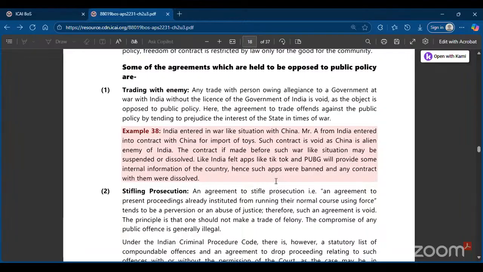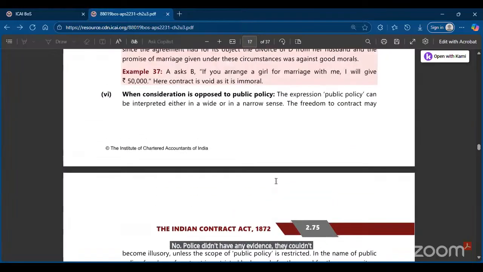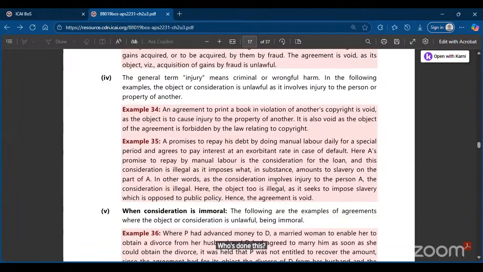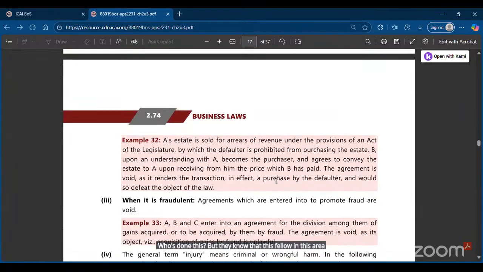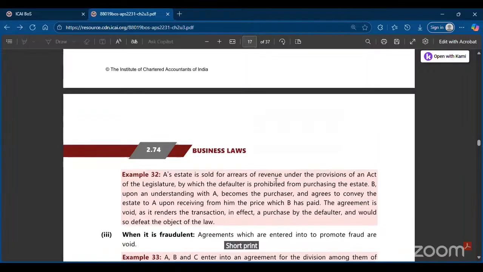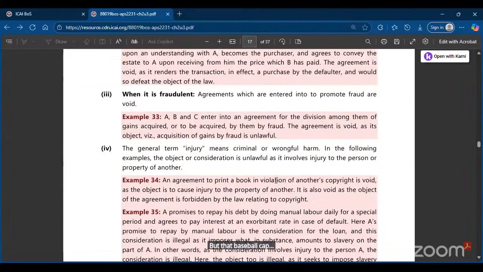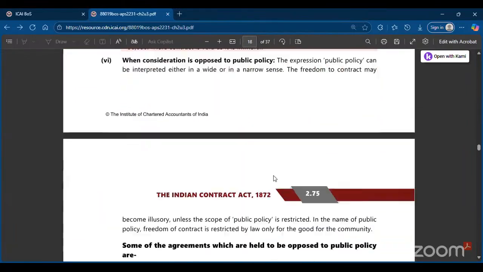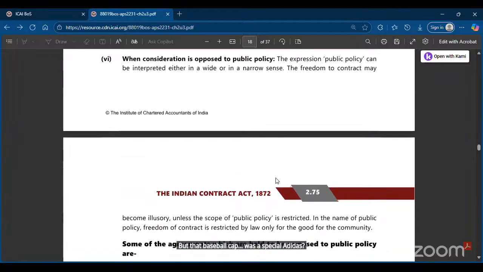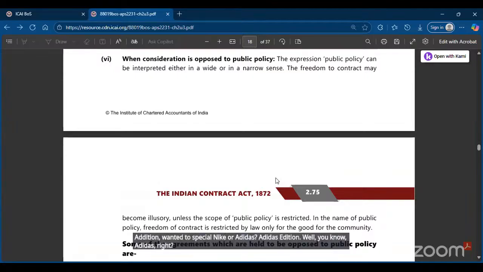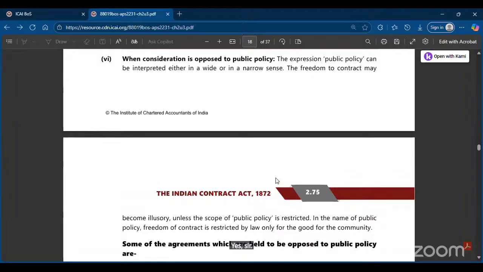Now, police didn't have any evidence. They couldn't see anything. No CCTV footage. Who's done this? But they knew that this fellow, in this area near a mosque, had removed his shirt, pant, and waistcoat. Shirt, pant, you can't make out anything. It was an old shirt and pant. But that baseball cap was a special Adidas edition. It was a very special edition of a cap.